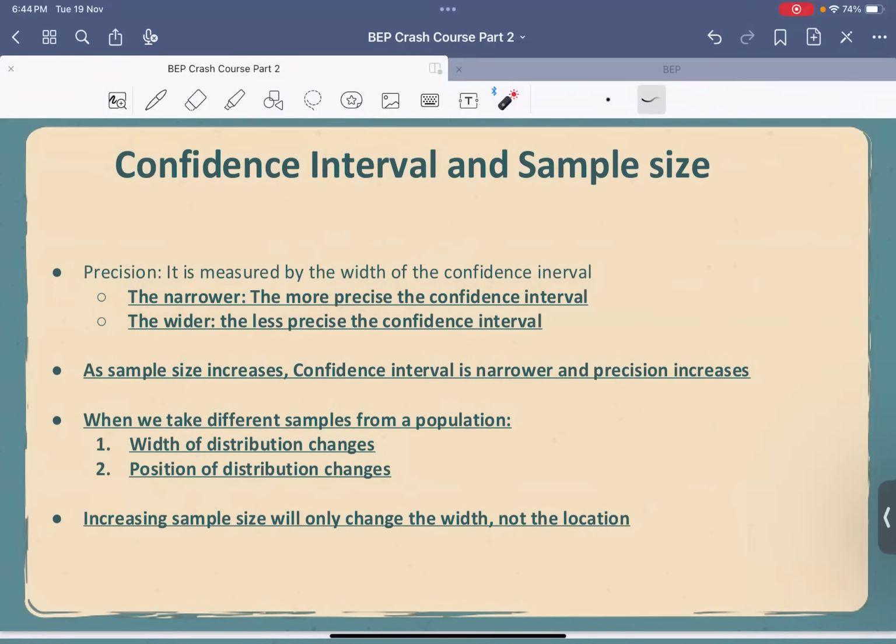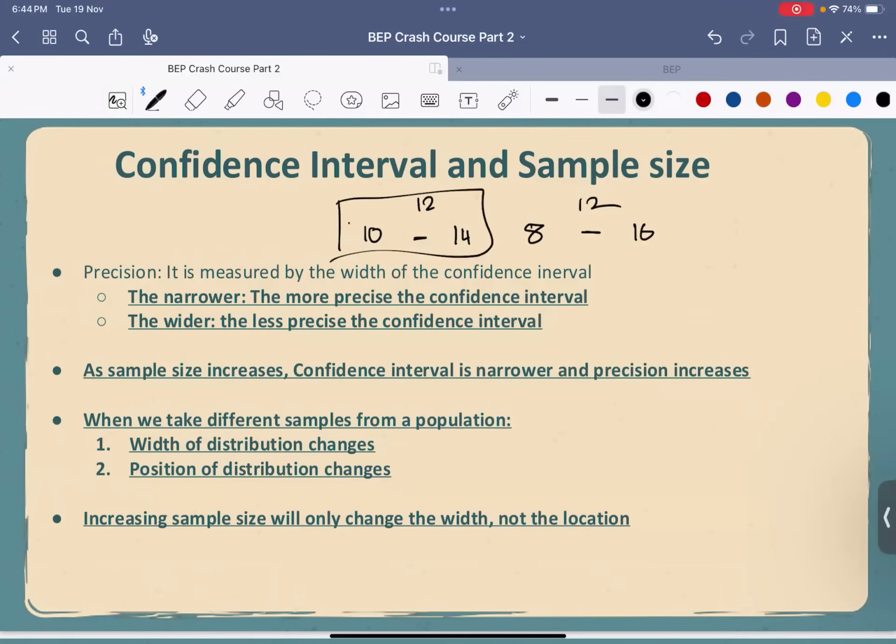The narrower the confidence interval, so let's say the mean is 12, then we have a confidence interval of 10 to 14, and then we have another sample of 12 people with a mean of 12, but their confidence interval is, let's say, 8 and 16, okay? So this one is more precise, okay? This one is less precise because it's wider, okay?